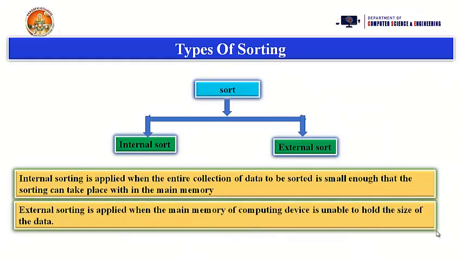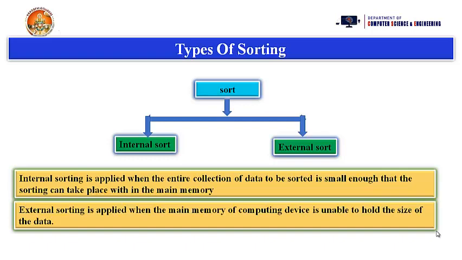And what is the external sorting technique here? External sorting is applied when the main memory of the computing device is unable to hold the size of data. So if you want to sort a large amount of data, in that case the main memory is not sufficient to hold the data. So in that case we need to use secondary memory like auxiliary memory, or drives, or you can take the disks. So we need a secondary memory. That is called external sort. So these are the two types of sorting techniques, internal and external sort.